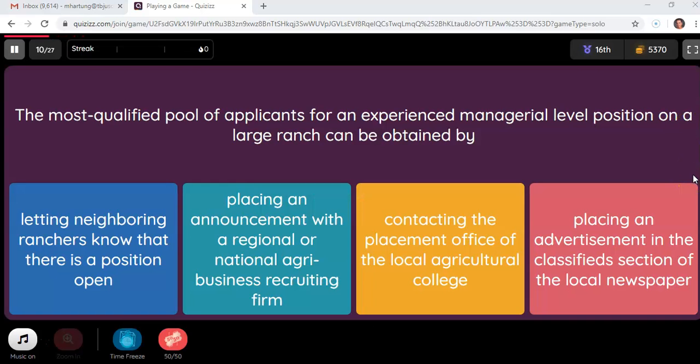The most qualified pool of applicants for an experienced managerial level position on a large ranch can be obtained by letting neighboring ranchers know that there is a position open. Well, you can do that, but that's probably not the best way to do it. Placing an announcement with a regional or national agribusiness recruiting firm. That sounds like a good idea. Contacting the placement office of the local ag college. Well, we're looking for experience. Somebody in college doesn't have that much experience. Placing an ad in the classified section of the local newspaper. Well, for an experienced managerial level position, you can do this. You probably want to do this along with something else, but this would be the most specific, looking for this experienced managerial position.